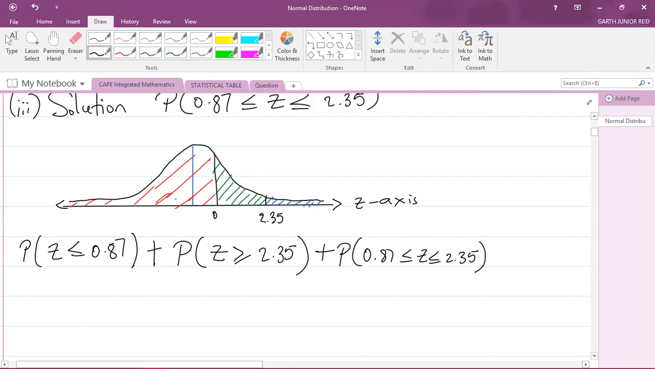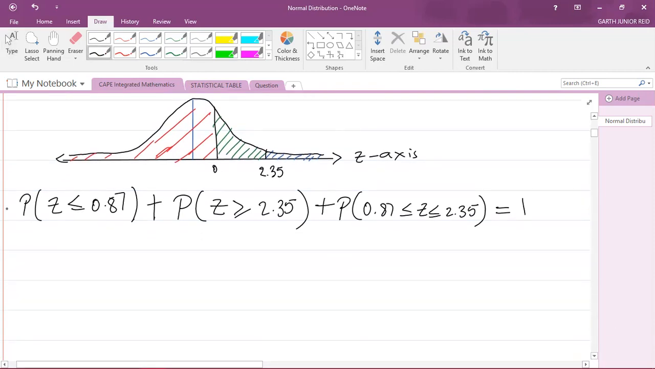When I add all those probabilities, the one in the red plus the one in the blue plus the one in the green, when I add those three probabilities, it must be equal to what? It must be equal to 1, or 100%, because we know that the total area under the curve is equal to 1.